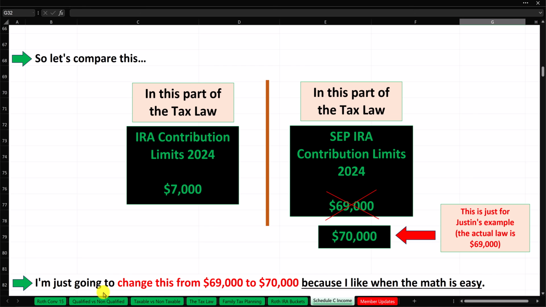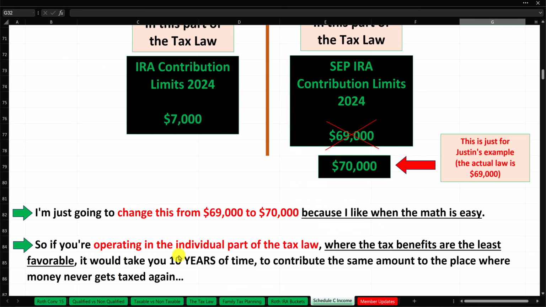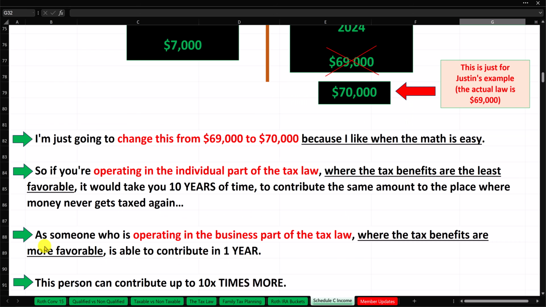$69,000 a year. And I'm just going to change this from $69,000 to $70,000 just because I like when the math is easy. Okay, just to be clear, this is just for Justin's example that we're making this $70,000. The actual law is $69,000 for 2024. So if you're operating in the individual part of the tax law where the tax benefits are the least favorable, it would take you 10 years of time to contribute the same amount to the place where money never gets taxed again as someone who is operating in the business part of the tax law where the tax benefits are more favorable is able to contribute in 1 year.